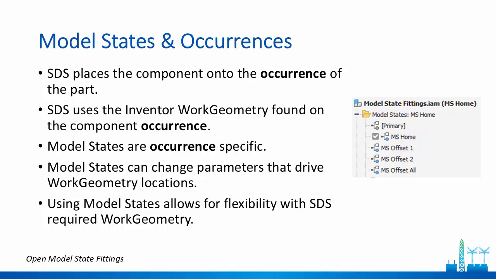So let's talk about model states and occurrences. SDS places the component onto the occurrence of the part. SDS uses the Inventor work geometry found on the component occurrence. Model states are occurrence specific. So by manipulating the model state, you can manipulate where the Inventor component attaches to. And specifically when you're using cables and bus, this can be very helpful. So let's look at what we can do with model states in occurrences.